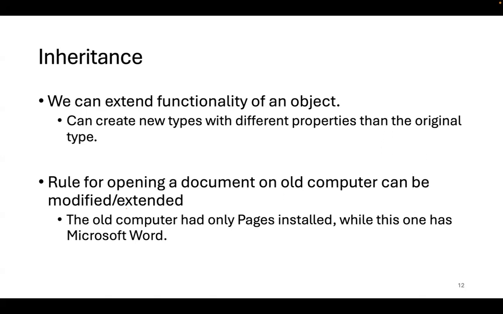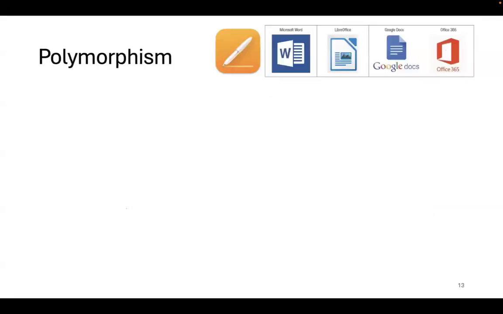And so my analogy for this one is, let's say I want to open a document on another computer. If I've got Microsoft Word on this one, but my one at home doesn't have Word installed, then I have to use Pages. And so when I say open this document on your computer, you have to modify or extend the rules of, oh, I need to open this document in a word processor. I'm going to do what I know how to do. So even if it's not exact.